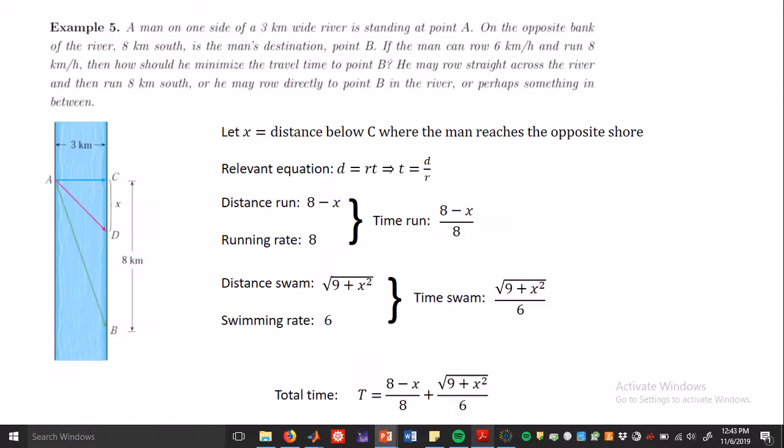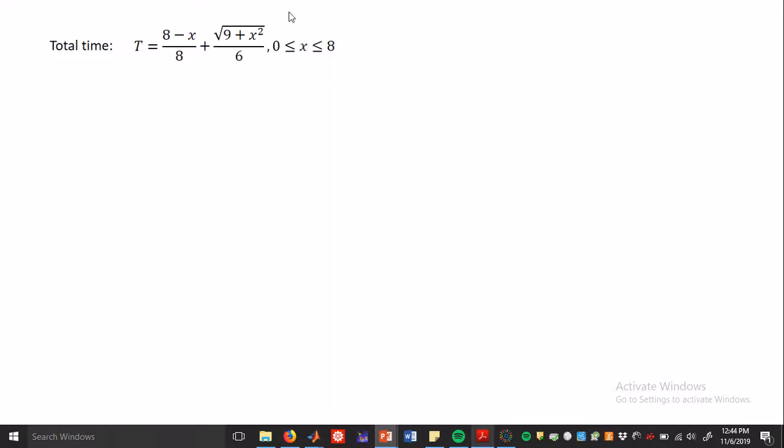Well, why? Remember that x is the distance that I travel from C down. So of course, the two extreme cases are either x equals 0, in which case I go straight across and then down, or x equals 8, in which case I go straight down to be rowing the entire way. Okay, and so x should be considered between those two extremes, and so in this case it looks like I'll be able to use the closed interval method.